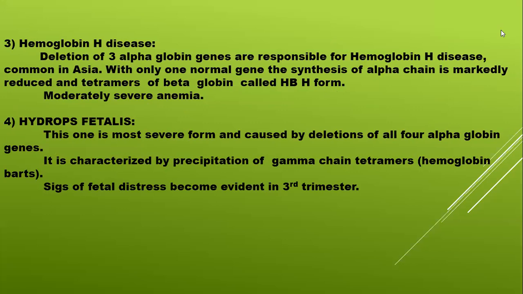With only one normal gene, the synthesis of alpha chain is markedly reduced, and tetramers of beta globin, called hemoglobin H, form. There is moderately severe anemia.